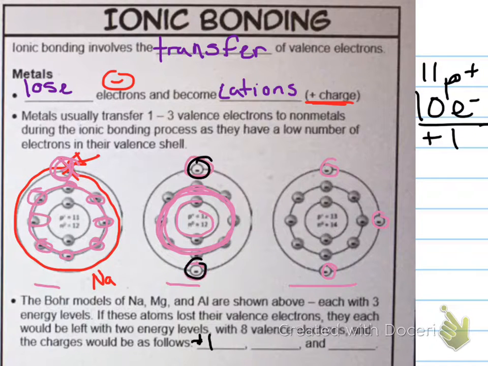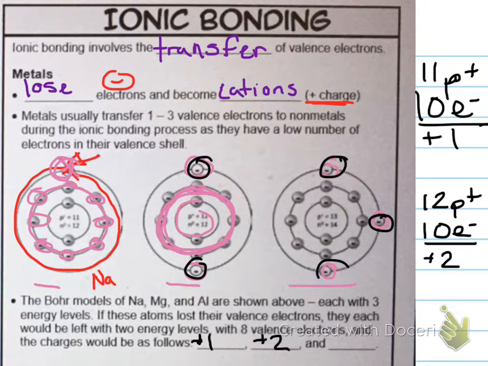Magnesium lost 2 electrons. It has 12 protons. It now has 10 electrons because it lost 2 electrons. So 12 minus 2 gives us 10. And then the 12 positive charges and the 10 negative charges means that it has a positive 2 charge. It has 2 more protons than it does electrons. So that would be a positive 2 charge. And so aluminum would have a positive 3 charge because it loses 3 negative charges. So now it has 3 more positive charges than negative charges.